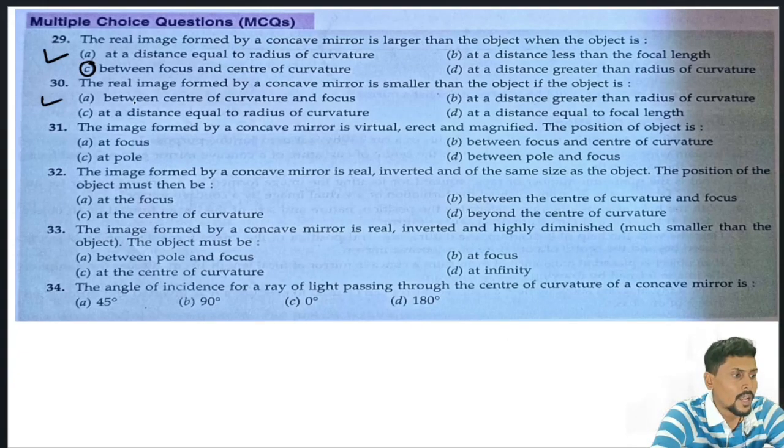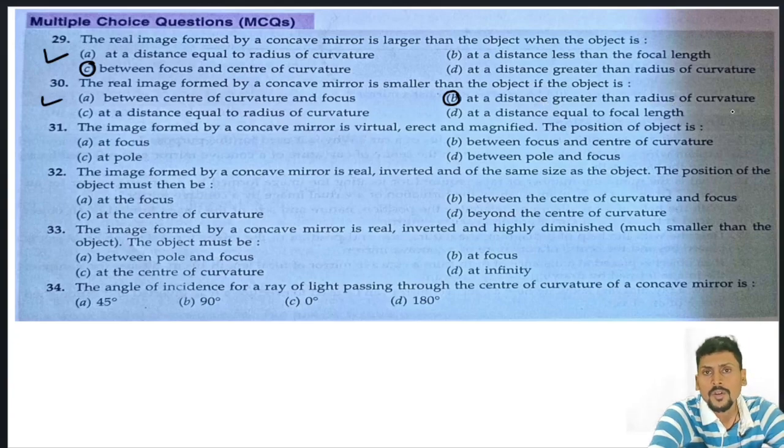So what is the answer? The real image formed by a concave mirror is smaller than the object if the object is at a distance greater than the radius of curvature. So if the object is beyond C, the center of curvature, then we get a real, inverted and diminished image. So option B is the right answer. That means at a distance greater than the radius of curvature. The distance from P, the pole, to the center of curvature is the radius of curvature. If the object is beyond C, it means the distance is more than the radius of curvature.